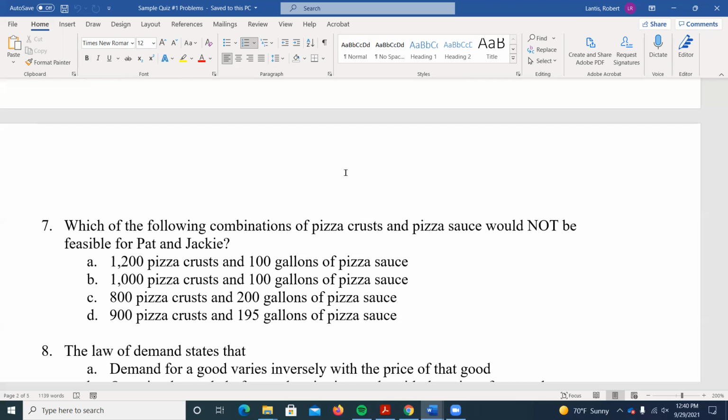On several questions, I might actually use something almost exactly like this, with different numbers and probably different goods. So know that inefficient are points underneath the curve, infeasible or not feasible are points past the curve, and efficient are points on the curve. Okay. Any questions on that one?